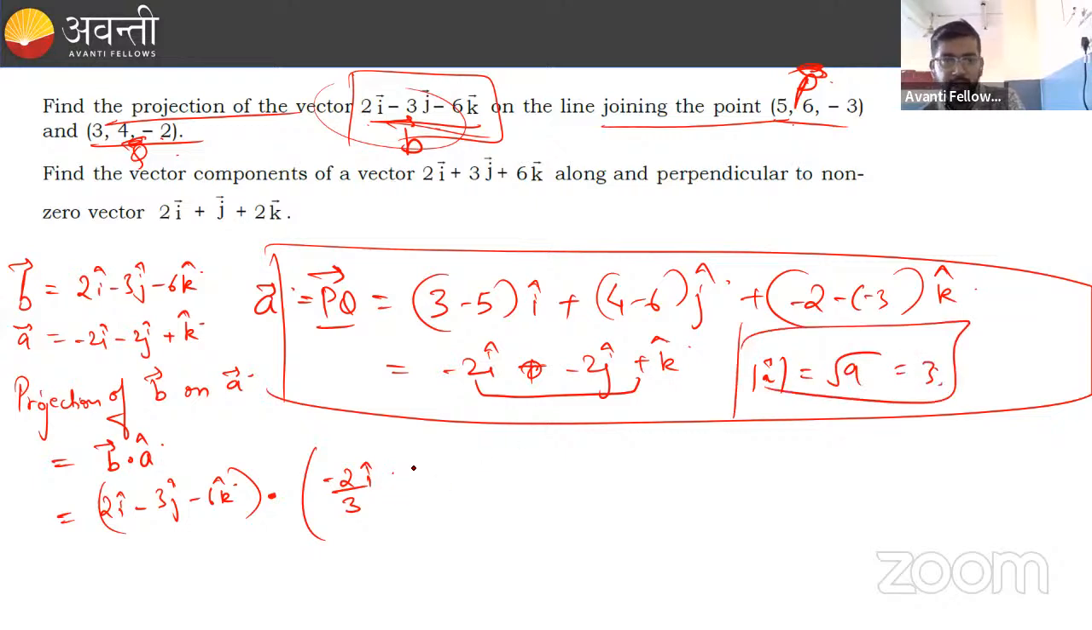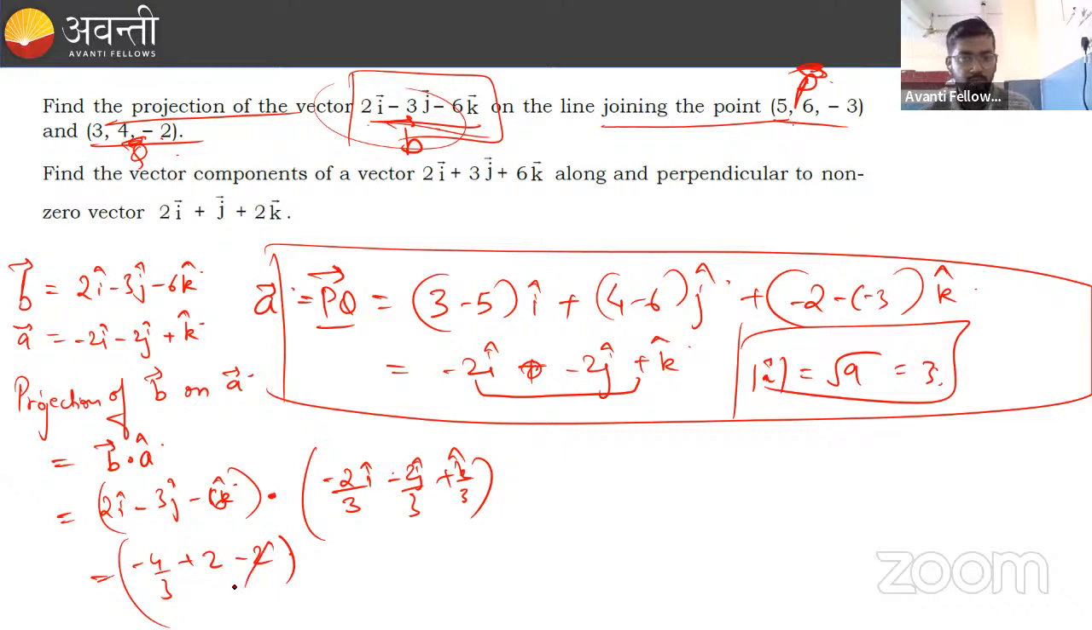That is why we are dividing it by 3: minus 2 J cap by 3 plus K cap by 3. So 2 into minus 2 by 3, we get minus 4 by 3. Minus 3 into minus 2 by 3, we get plus 2. Minus 6 into plus, so we get minus 2.